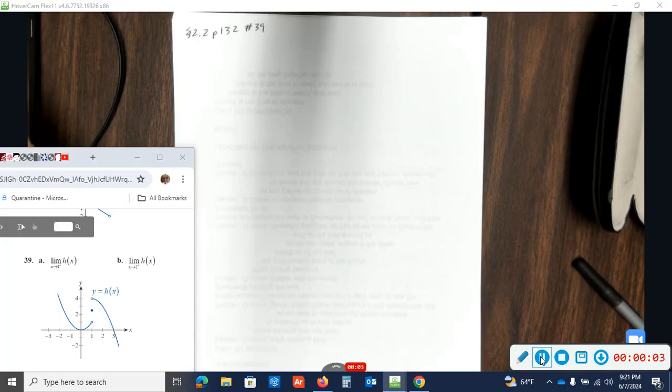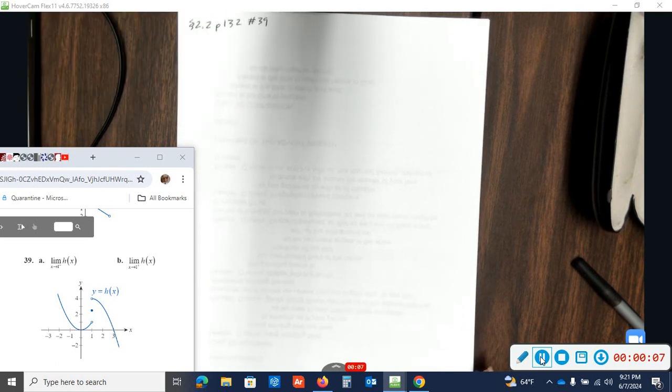I wanted to talk about section 2.3, so I thought maybe I would get a running start and do a couple of examples from 2.2.